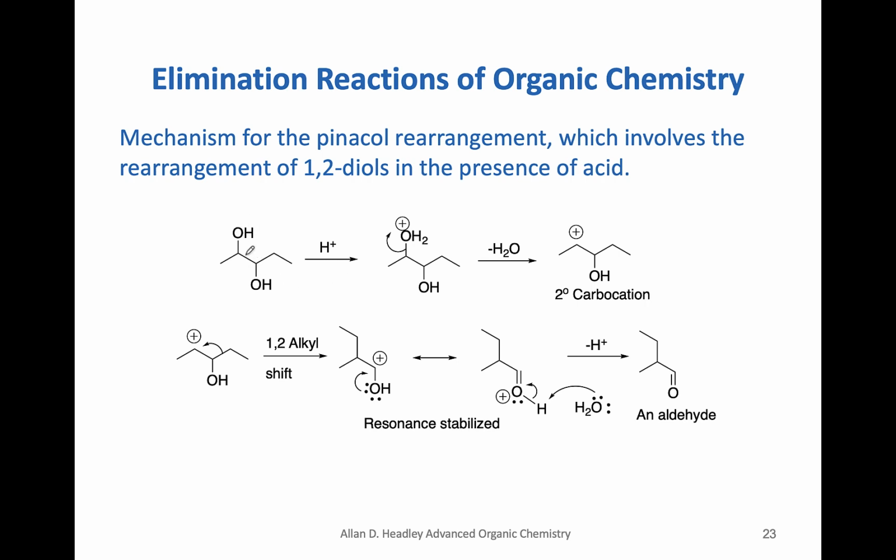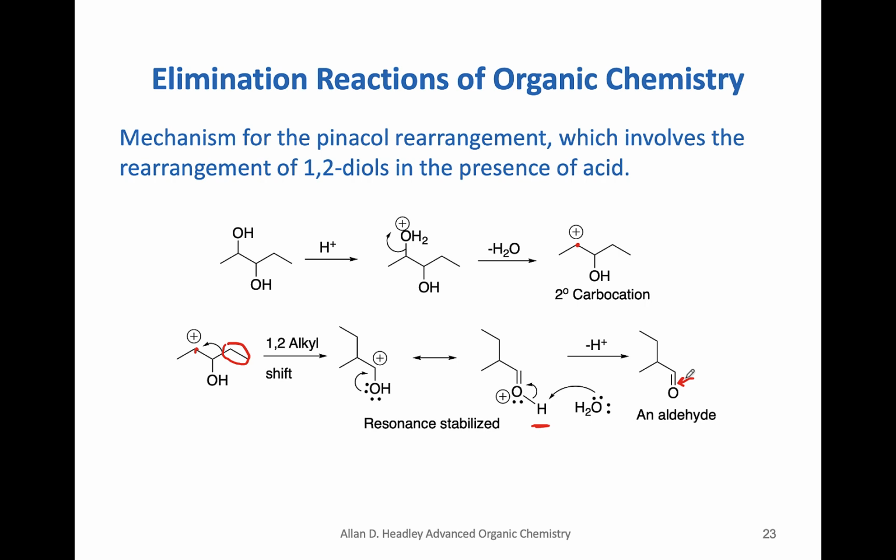So here, poor leaving group, presence of an acid, protonate one and it becomes a good leaving group, forming a carbocation. So what happens now is that this ethyl group migrates to this carbon to form a carbocation here. Notice this is resonance stabilized, so it's a very stable carbocation, even more stable than your tertiary carbocation, because it's resonance stabilized as shown here. And then abstraction of this hydrogen gives this as your carbon-oxygen double bond.